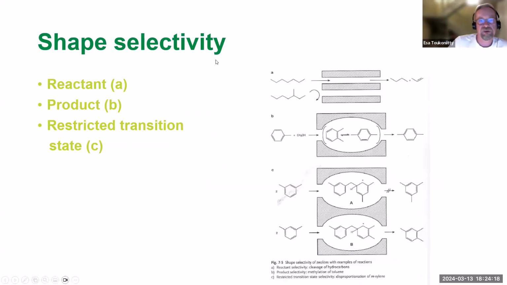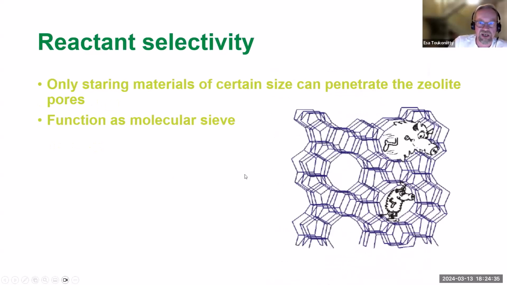So these are organized, well-structured materials. And for reaction selectivity, there is what is called shape selectivity. Different versions of it are reactant, product, and restricted transition state selectivity. The reactant selectivity is very simple: once these well-defined pores exist throughout the material, only molecules smaller than the pore diameter can enter the catalyst and undergo reactions. So this is also the molecular sieve action of zeolites.